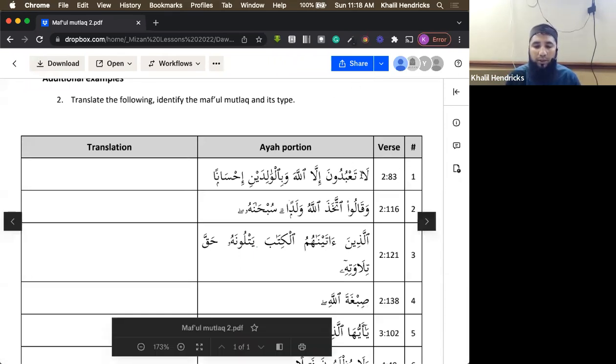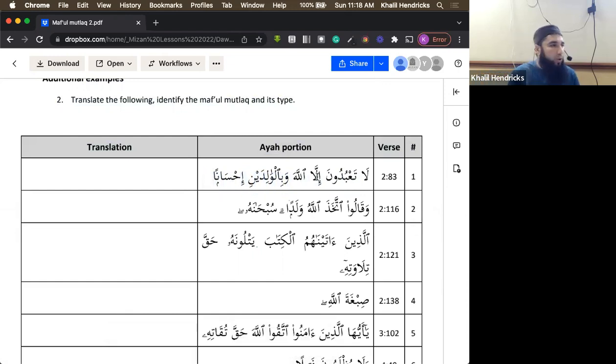If we look at, for example, لا تعبدون إلا الله وبالوالدين إحسانا. The sentence that we have here is actually just this: وبالوالدين إحسانا. We don't have to concern ourselves with the first part, لا تعبدون إلا الله. The sentence is وبالوالدين إحسانا. بالوالدين is what? حرف الجر. والدين اسم المجرور at the beginning of a sentence.